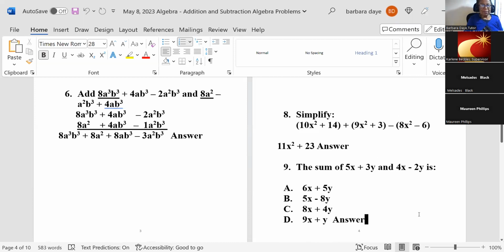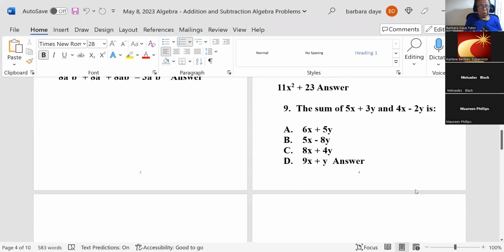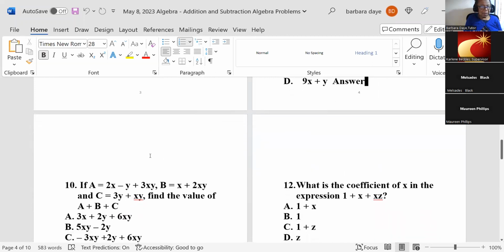Yeah, because two different signs mean subtraction. Yeah. Good. Negative or positive. She goes to the next one now.